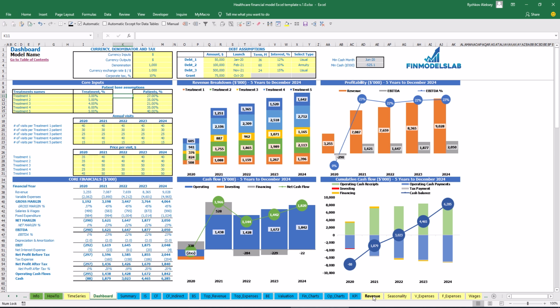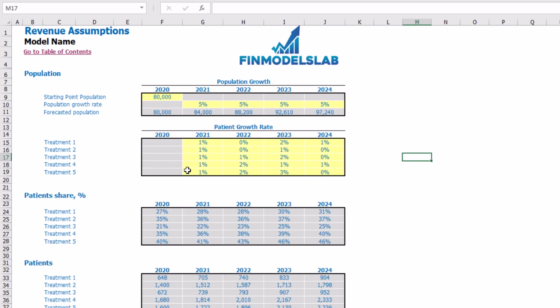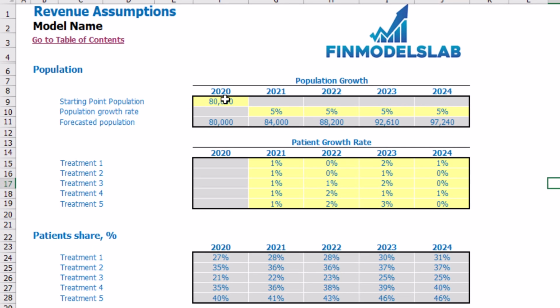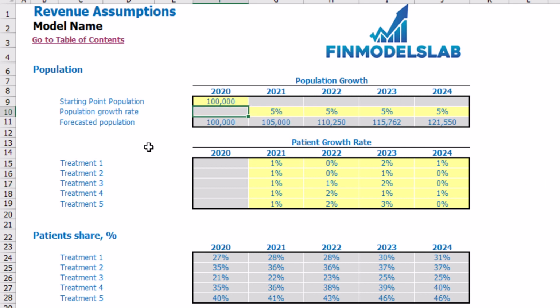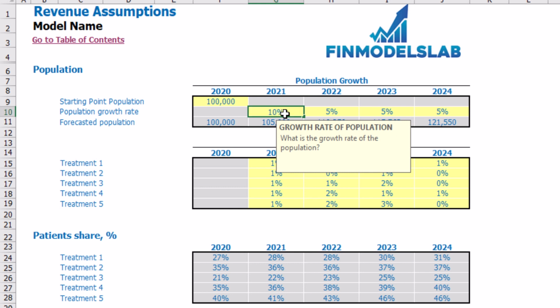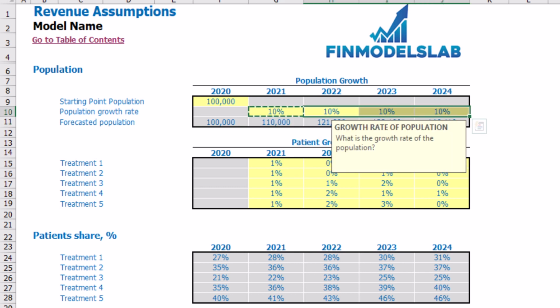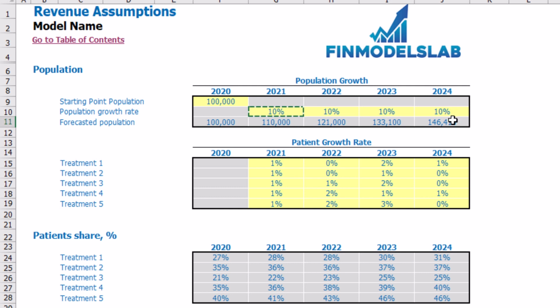Let's start the top of the model from the revenue sheet, where we can set the starting point of population, for example 100,000 people in your region, and population growth rate year over year. For example, let's say it will be 10%. So in the year 2024, based on this calculation, you will have 146,000 of population.